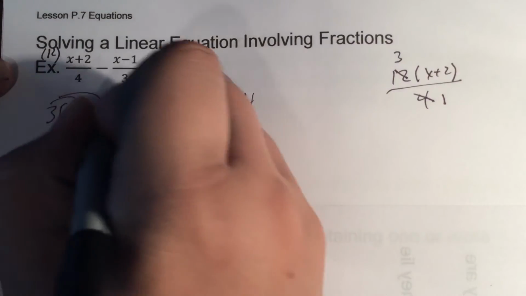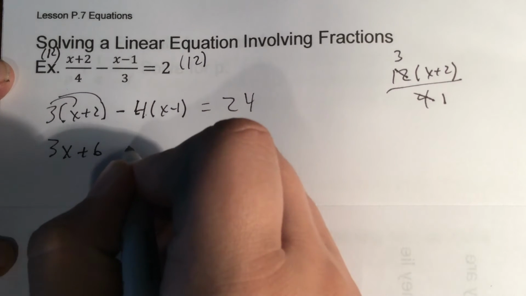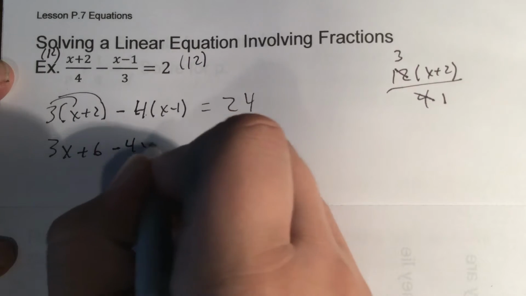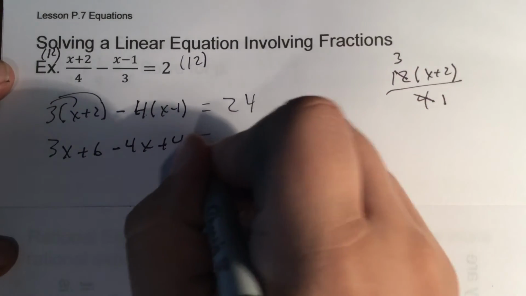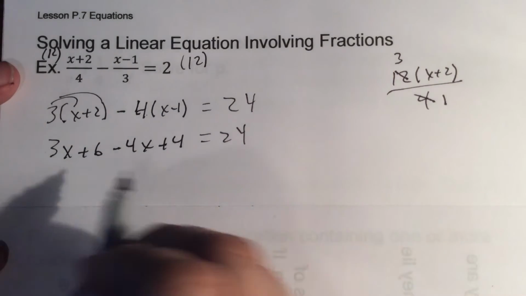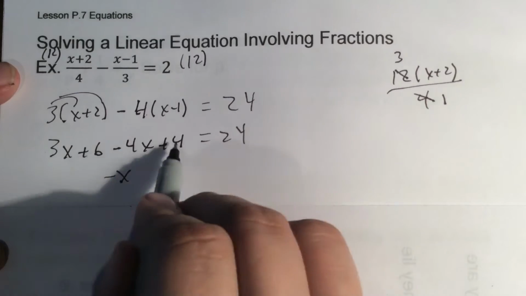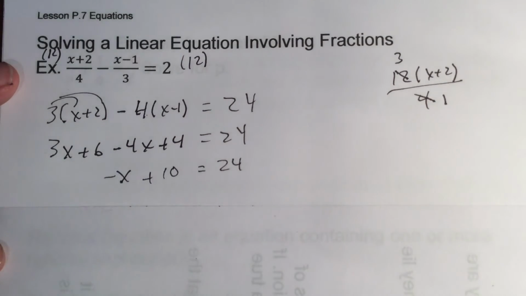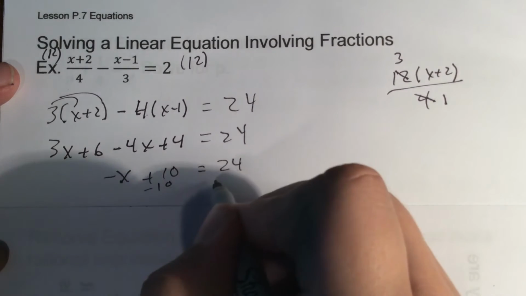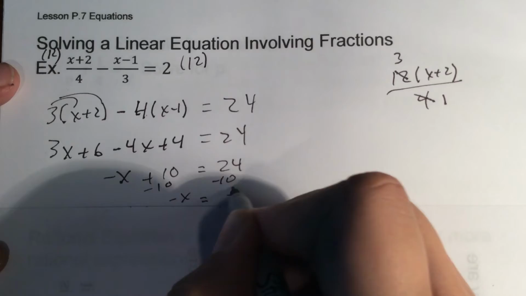So, distributing this in. 3x plus 6 minus 4x plus 4. Negative 4 times the negative 1 plus 4 equals 24. So, like terms together, 3x and a negative 4x would be a negative x. 6 and 4 would be plus 10. So if I subtract the 10 over, I have negative x equaling 14.